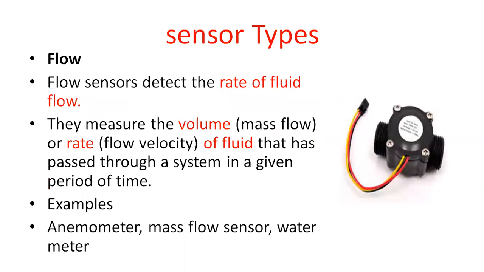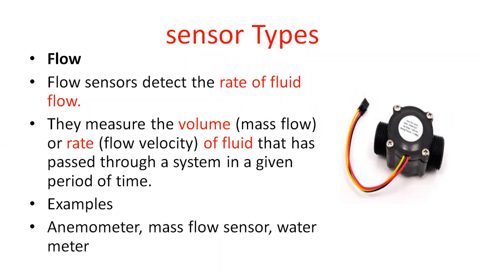Flow sensor. The flow sensor detects the rate of fluid flow, that means water flow, fluid flow. In order to get the flow of fluids, you use a flow sensor. It measures the volume, mass flow, or flow velocity of a fluid.